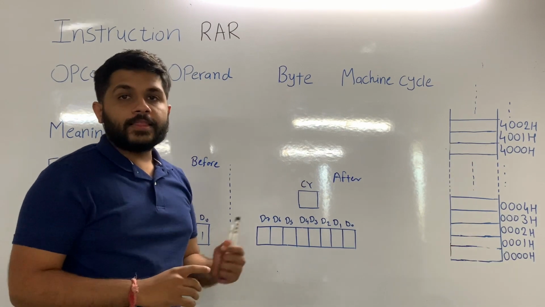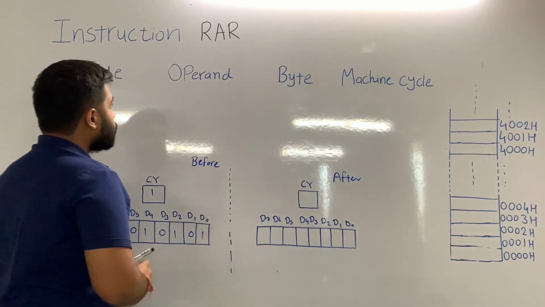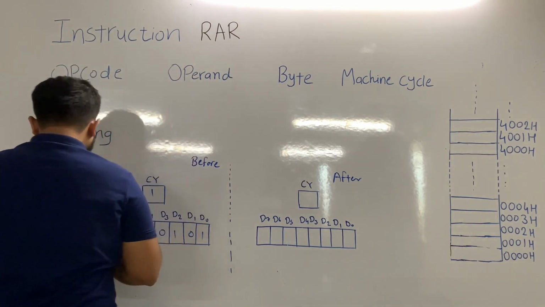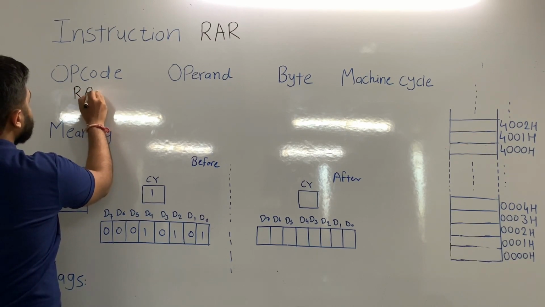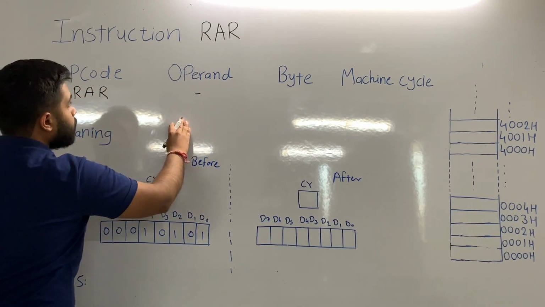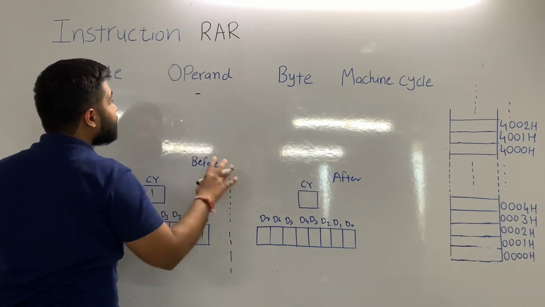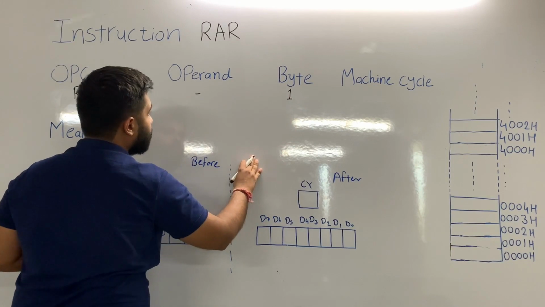We are going to see the logical instruction RAR. In this instruction, the whole instruction is considered as opcode. So opcode is RAR. There is no operand present in this instruction. If you see in this instruction, no data is present. It means this instruction is of 1 byte.